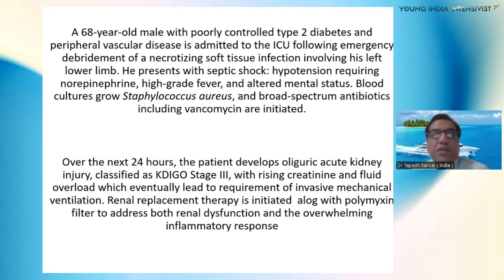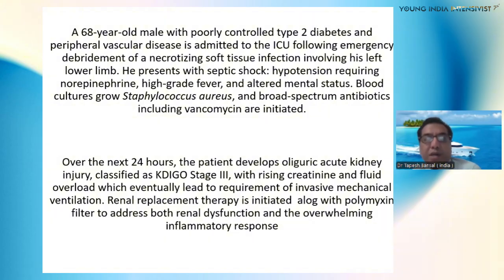So I'll just share a case vignette and then we can proceed. Guys, this is the brief case summary. 60-year-old male with poorly controlled type 2 diabetes and peripheral vascular disease is admitted to the ICU following emergency debridement of a necrotizing soft tissue infection involving his left lower limb. He presents with septic shock, hypotension requiring NORAD, high-grade fever, altered mental status, classical presentation of septic shock, and blood cultures grow Staph aureus. And broad-spectrum antibiotic, including vancomycin, is initiated.